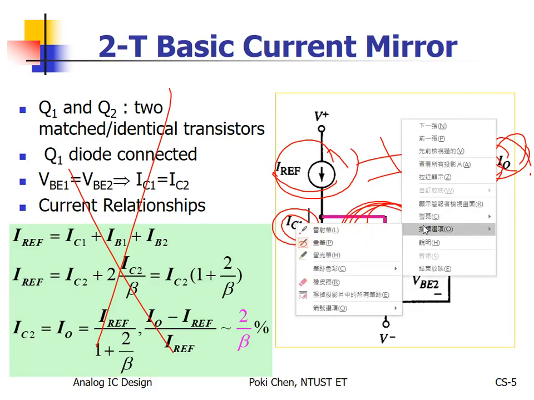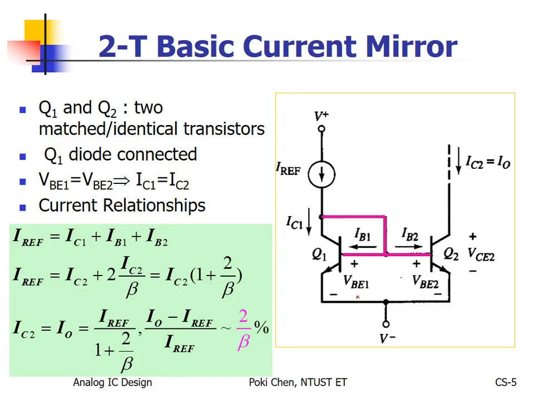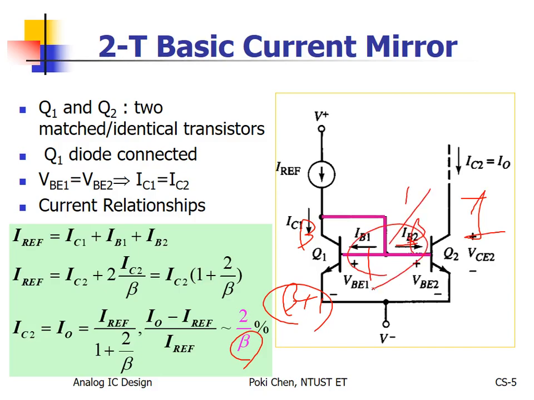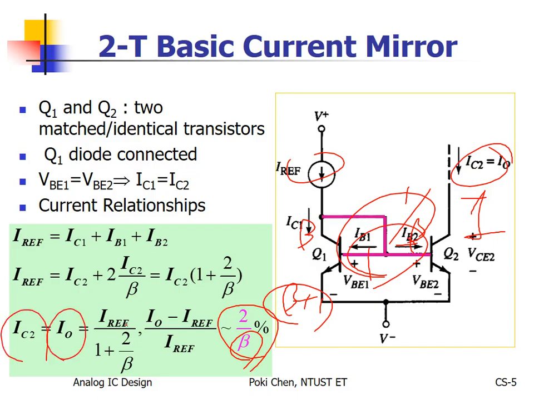But how much are IB1 and IB2 according to the forward current amplification factor? Anyway, you can see 1 here, beta there, and beta plus 1 to the emitter. So if this is 1, then this is only 1 over beta. But 2 of them cause the error, I mean the mismatch between output and input. So this is what I explained for you. According to IC2, compared to IREF, you have almost 2 over beta percent in difference. That is inaccuracy. That is the so-called error.